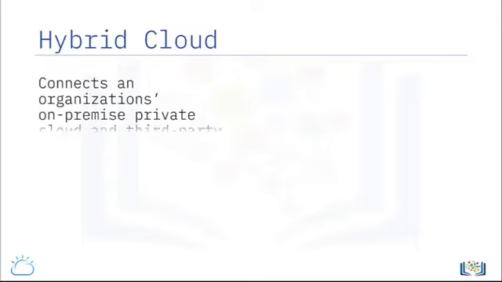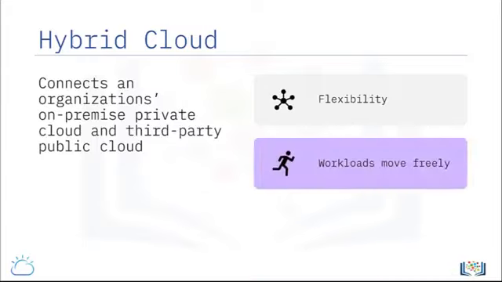Hybrid cloud is a computing environment that connects an organization's on-premise private cloud and third-party public cloud into a single, flexible infrastructure for running the organization's applications and workloads. The mix of public and private cloud resources gives organizations the flexibility to choose the optimal cloud for each application or workload. Workloads move freely between the two clouds as needs change.